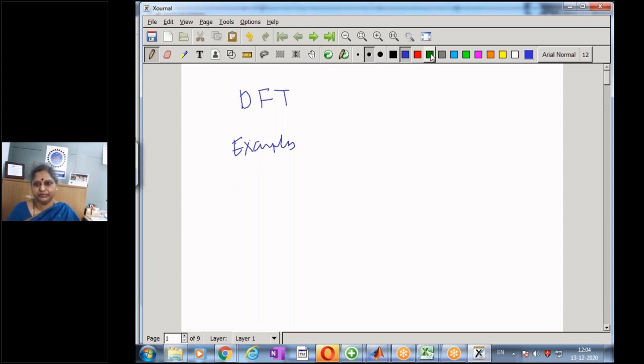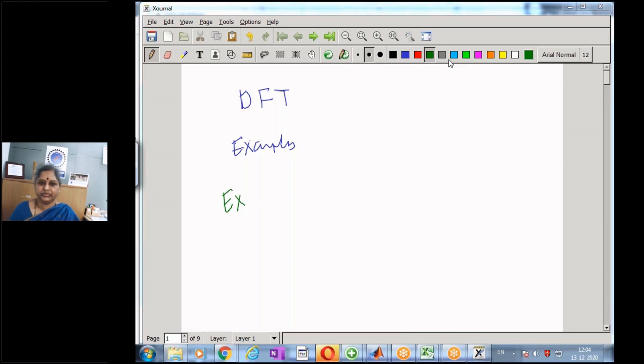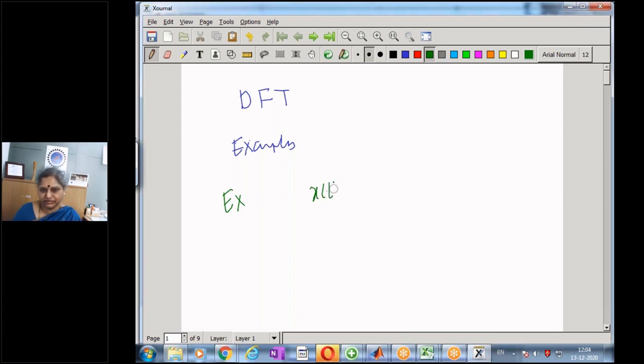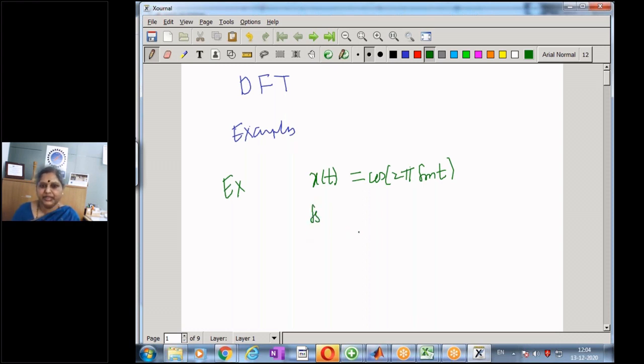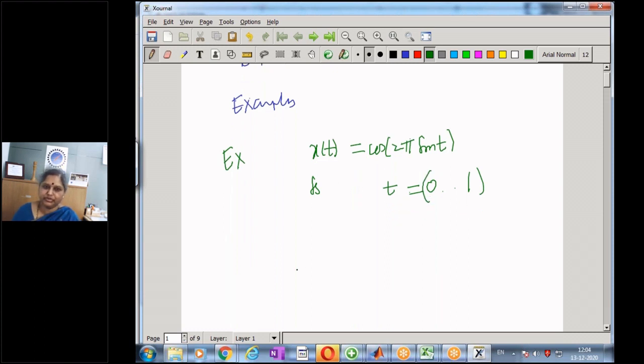So as the first example, let's take up a signal x of t. Let's take a cosine signal, say cos 2 pi fm t, some cosine signal of frequency fm, and I will take some suitable sampling frequency fs, and I'll define my time in the interval of say 0 to 1 second. And for this signal, I am going to compute an n-point DFT.